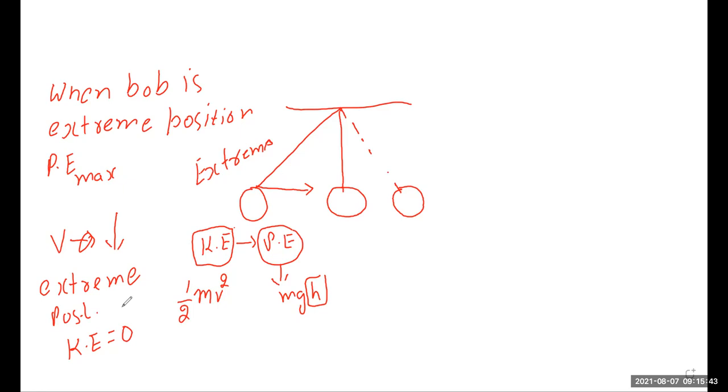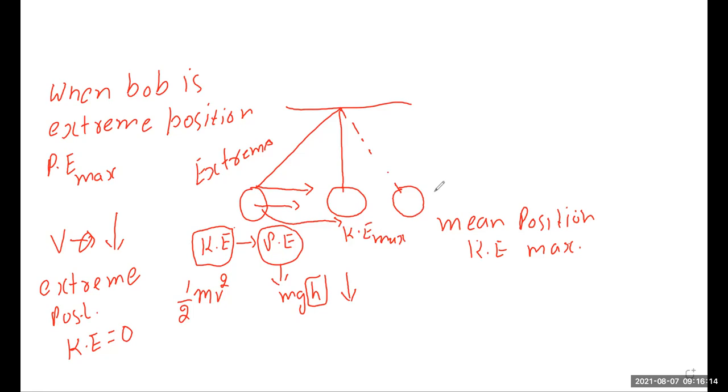Similarly, when the bob starts moving towards the main position, its potential energy starts decreasing. Why does the potential energy start decreasing? Because h starts decreasing, and the pendulum is now approaching the main position. And when the pendulum reaches the main position, the kinetic energy becomes maximum. So this happens, children. Kinetic energy becomes maximum at the main position. Potential energy is maximum at the extreme position. The rest of the things we will discuss in chapter number 3.